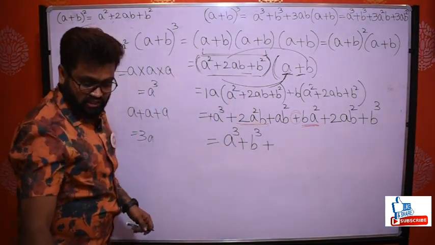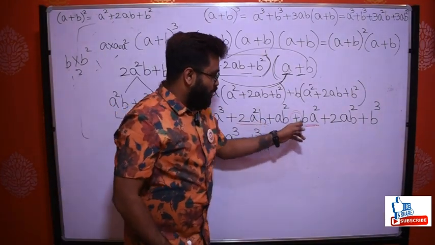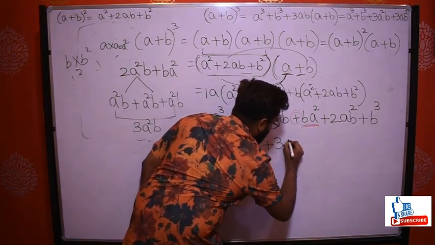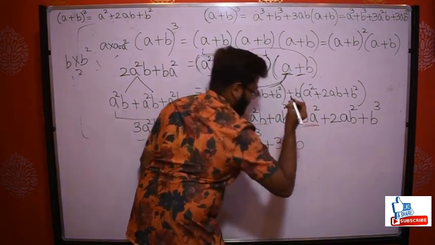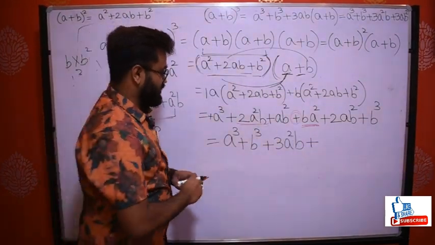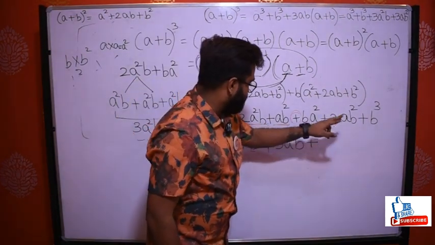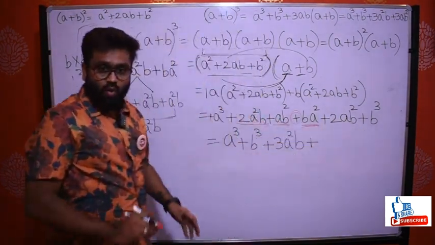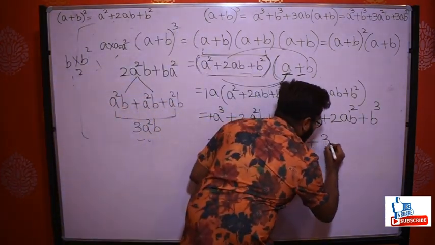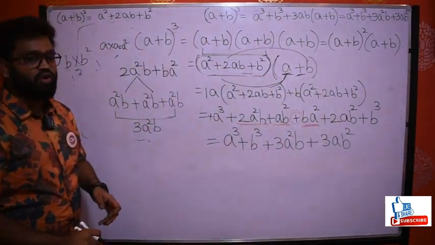That is, if I just add these both. Why am I adding this? Because here 2a square b plus 1a square b is how much? 3a square b. Similarly, plus if I just take this, ab square plus 2ab square. 1ab square plus 2ab square is how much? 3ab square. You have already got your formula.